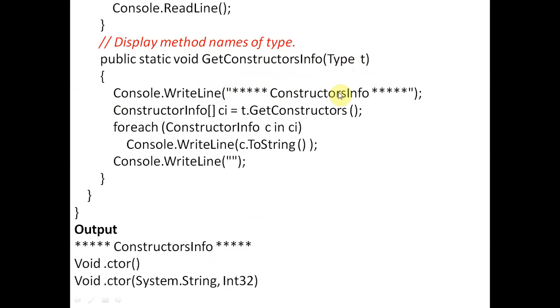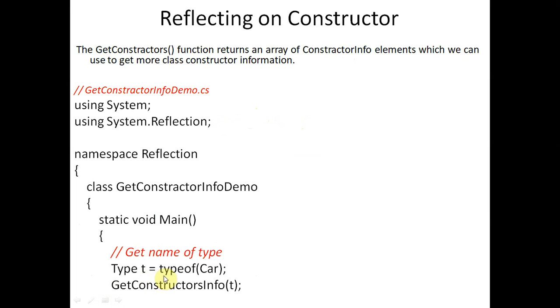Console.WriteLine("ConstructorInfo"), this is the message displayed here, and here we are using ConstructorInfo and its object ci. ci is the array object, and we are writing t.GetConstructors. So we are extracting all the constructors through the ConstructorInfo class. This is the array object, and the predefined GetConstructors function will return all the constructors of t, and t, as you can see in the previous one, is the type of Car.